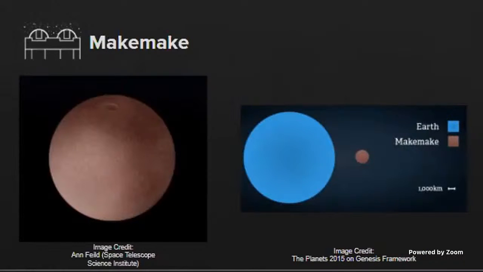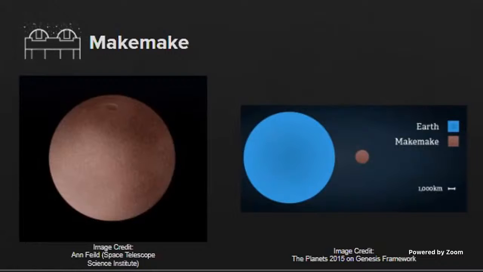Makemake is located 45.8 astronomical units from the Sun. It takes sunlight 6 hours and 20 minutes to travel from the Sun to Makemake. Like the rest of the dwarf planets besides Ceres, it is located in the Kuiper belt, which is a region beyond Neptune. Another term for these objects is the trans-Neptunian objects. It is slightly smaller than Pluto and is the second brightest object in the Kuiper belt after Pluto.